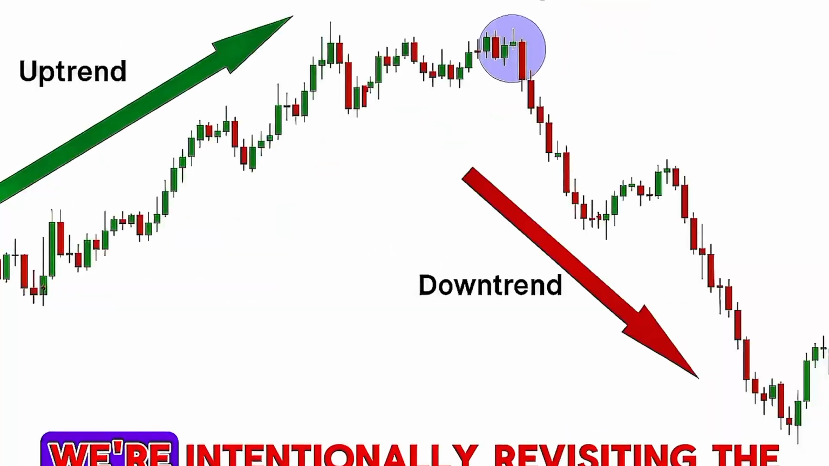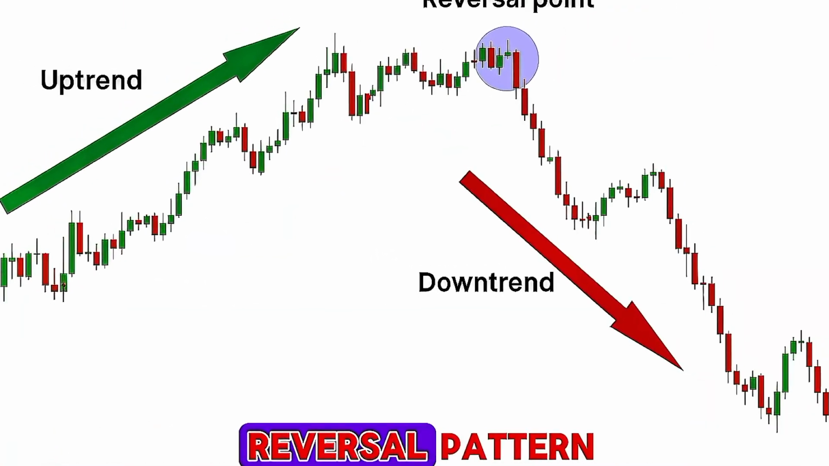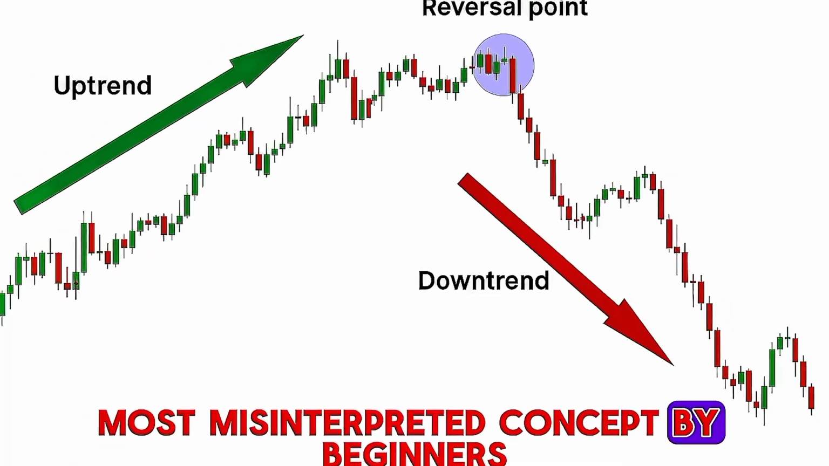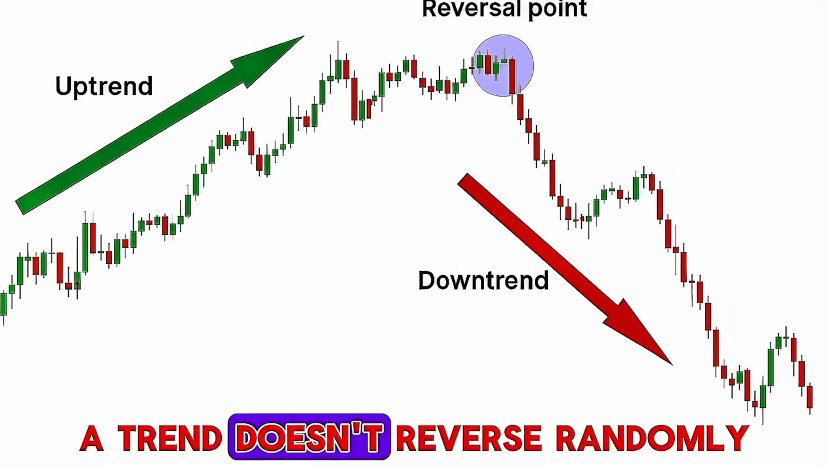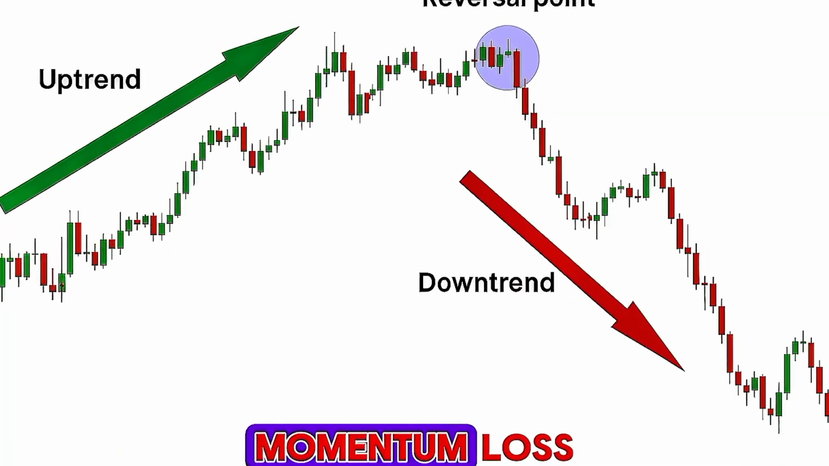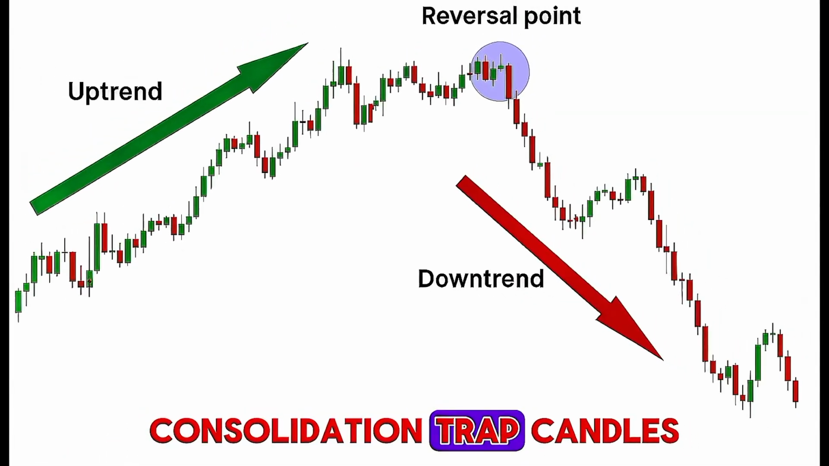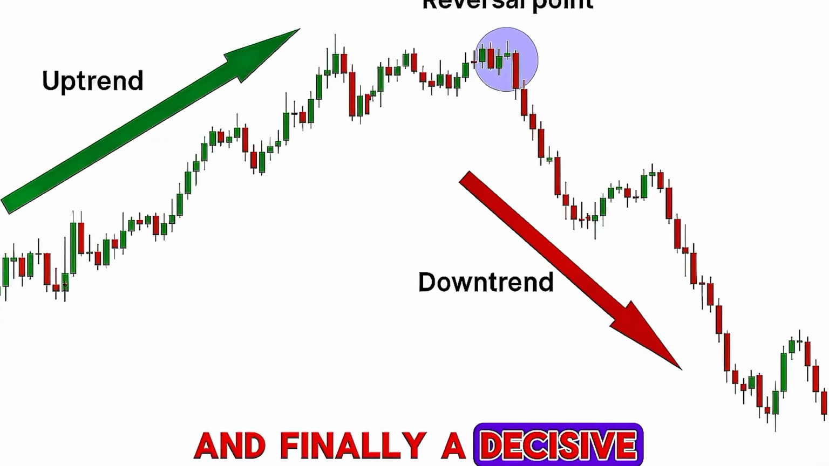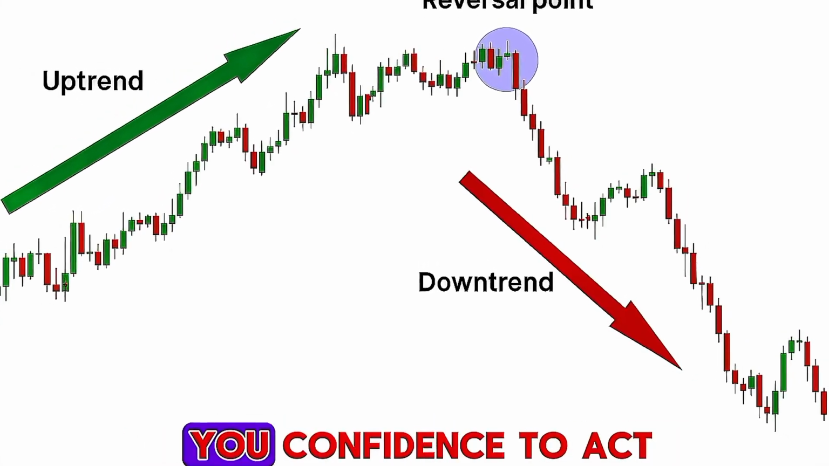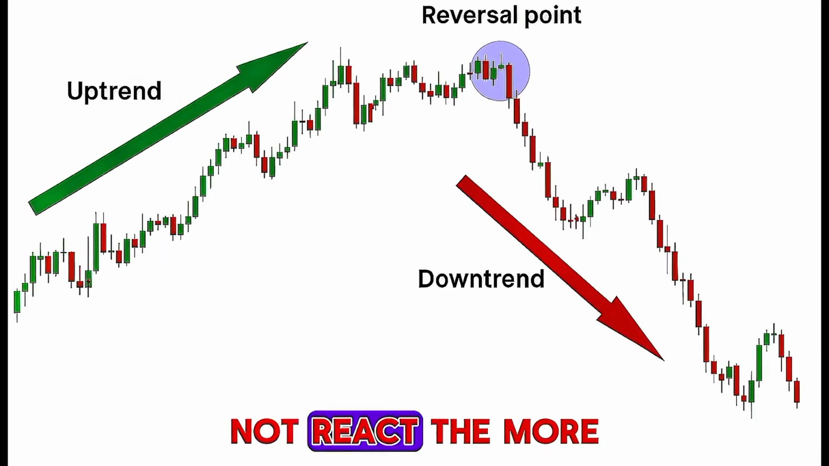We're intentionally revisiting the reversal pattern because it's the single most misinterpreted concept by beginners. A trend doesn't reverse randomly. It transitions through stages: momentum loss, consolidation, trap candles, and finally a decisive break in structure. This repeated pattern gives you confidence to act, not react.